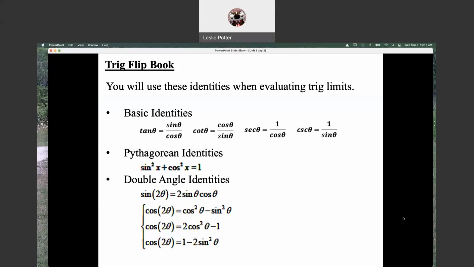Can't remember where they were off the top of my head. Basic identities are on the top of the blue page. Pythagoreans are on the first orange page. Double angles are midway through, on the green page.